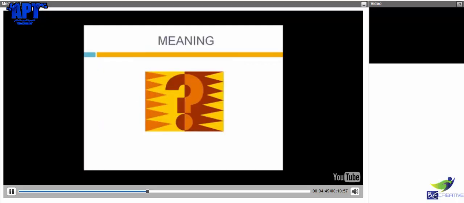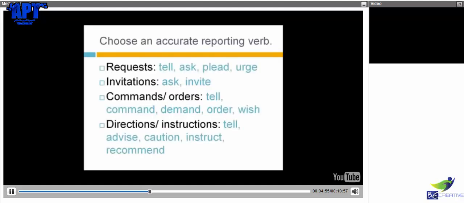I'd like to present other reporting verbs to you now, and I'll group them by meaning. By focusing on the speaker's purpose, you can choose an accurate reporting verb. You can use tell or ask to report a request. It may be more accurate to choose a verb like plead or urge. Invitations can be reported with ask, but you could also try invite. Commands and orders can be reported with tell. You might also choose command, demand, order, or wish to be more accurate. Directions and instructions can be reported with tell, or you may try advise, caution, instruct, or recommend.